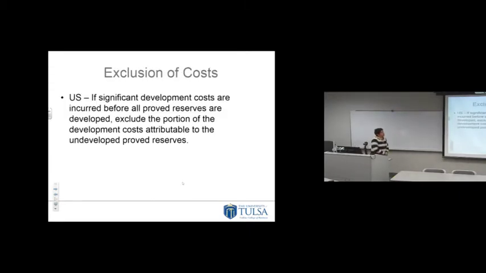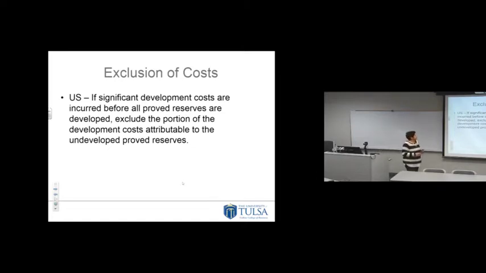Okay, so let's start looking at a few exceptions. And this one is pretty common. In the U.S. is where you're going to find this one. If significant development costs are incurred before all proved reserves become developed, meaning we still have some PUDs, then we exclude the portion of the development cost attributable to the undeveloped proved reserves, or to the PUDs. Okay, so what does that mean? Well, where you're going to see that commonly is offshore. You could definitely see it other places, but I'll give you that as a common example.